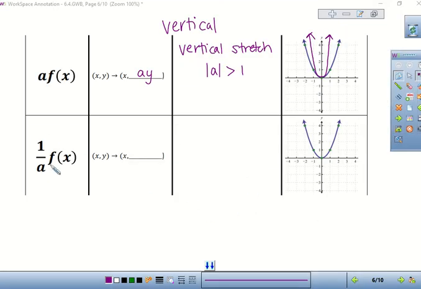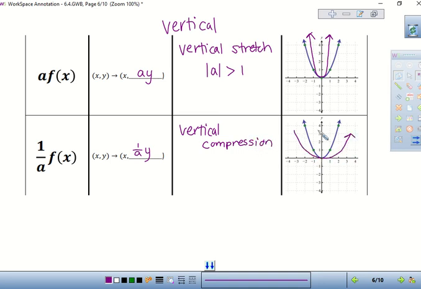So this one here is when your a value, or whatever coefficient you're multiplying y by, is smaller than 1, absolute value smaller than 1. That is a vertical compression. It basically squishes it this way, okay, vertically. And that happens when the absolute value of that fraction is between 0 and 1.